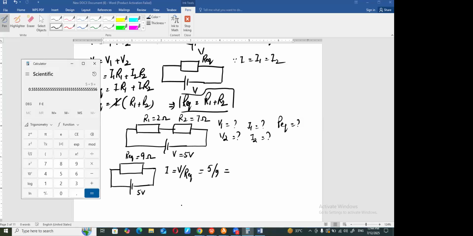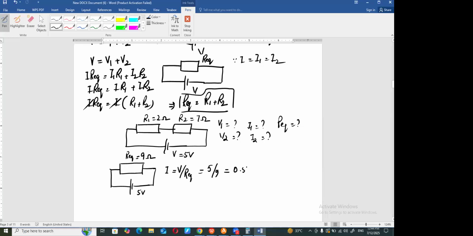Which is equal to 0.5 ampere, right? Now, once you find the total current, we know that the total current will be passing through each resistor, R1 as well as R2. So, I is equal to I1 is equal to I2 is equal to 0.55 amperes, right? So, what is V1 then?